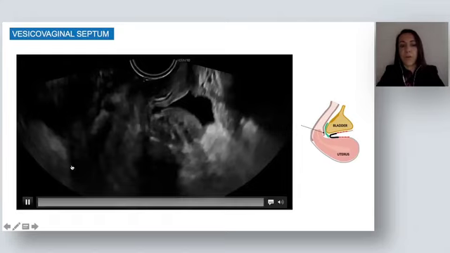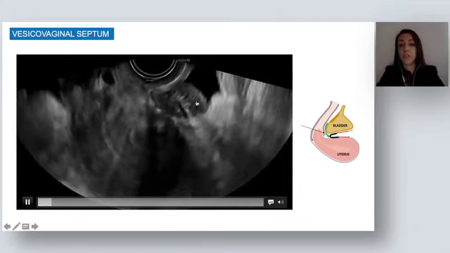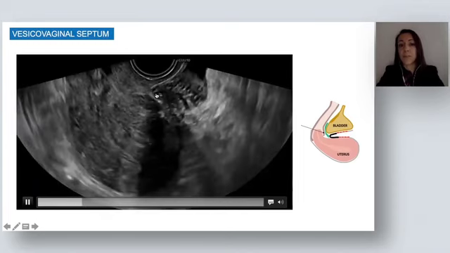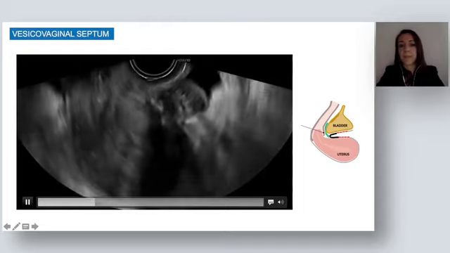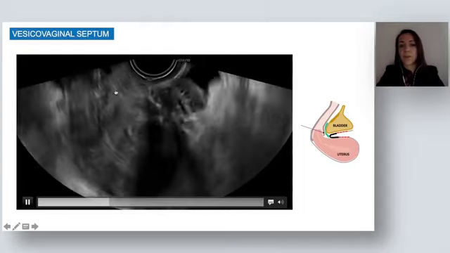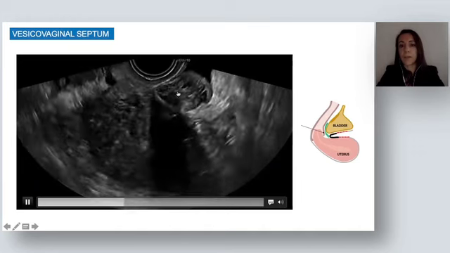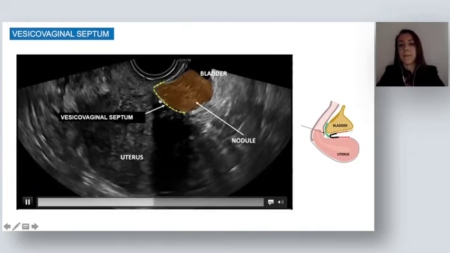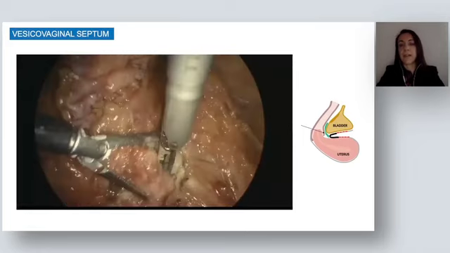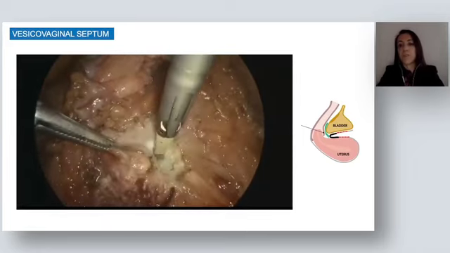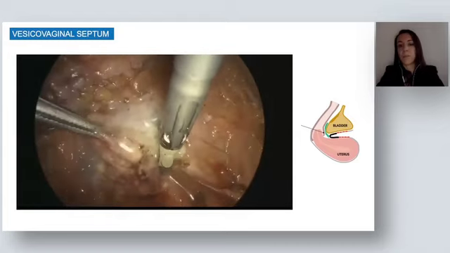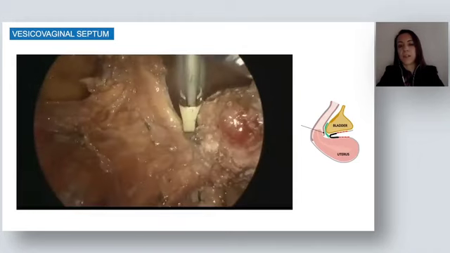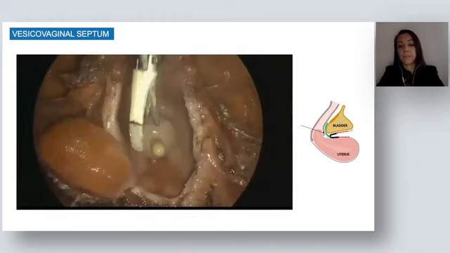This is a video of a patient with an endometriotic nodule infiltrating the bladder. So we can see that in this case, the septum is fixed. So uterus, vaginal wall, bladder with a nodule. And when we push the uterus against the bladder, the septum was fixed. So this is the laparoscopic view showing the endometriotic nodule infiltrating the bladder.